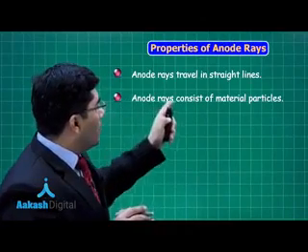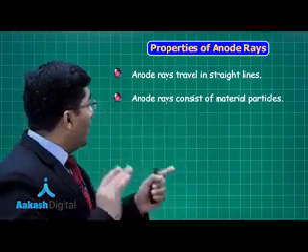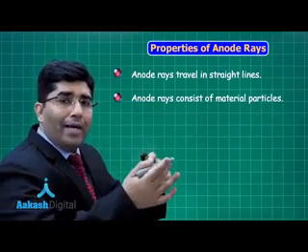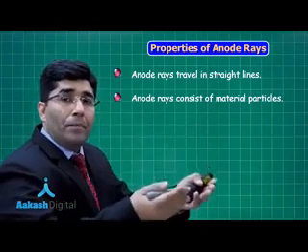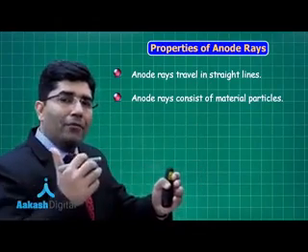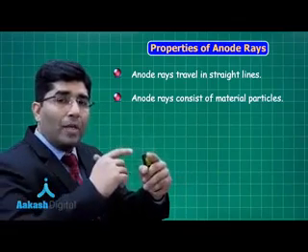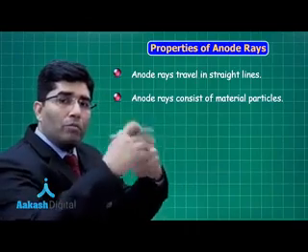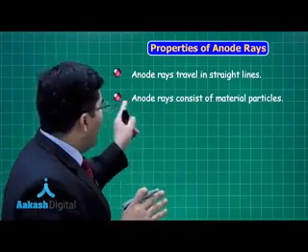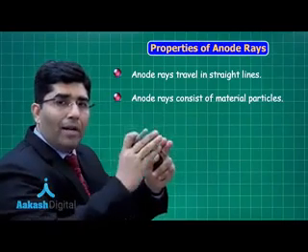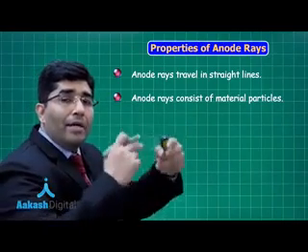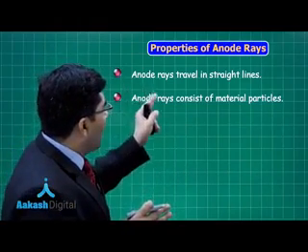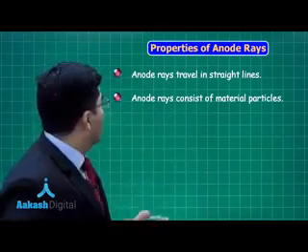Anode rays consist of material particles. If they consist of material particles, it means that if they strike something, they will transfer momentum. As we did for the cathode rays, the experiment of the paddle wheel, cathode rays struck the paddle wheel and the paddle wheel started moving. In the same way, if anode rays strike the paddle wheel, it started moving. So that was the confirmation that they consist of material particles.